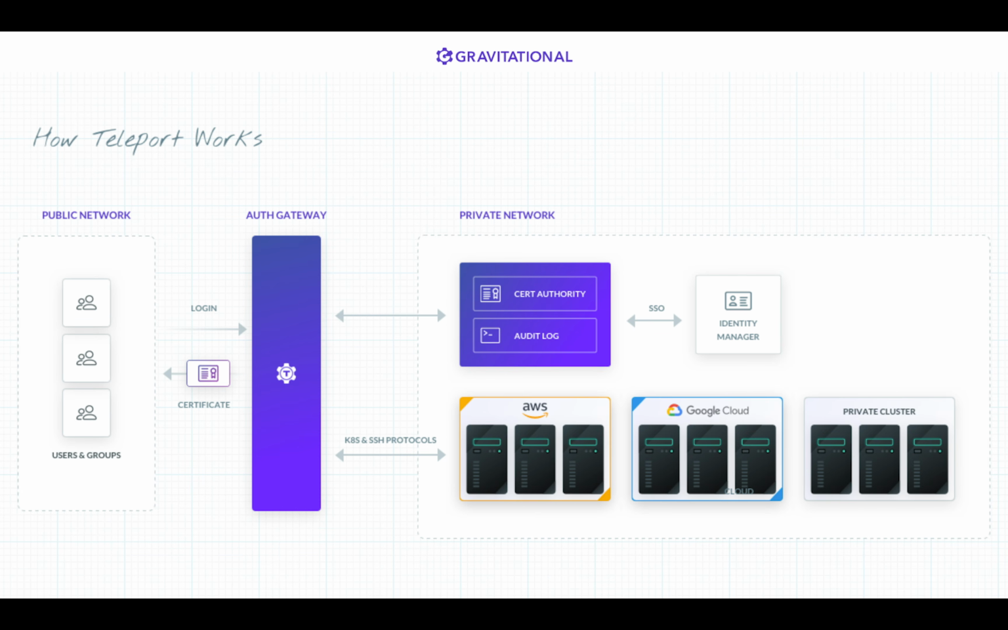So on the left-hand side here, you have your public network, which has users and groups on it. This can be the public internet, could be an internal office network, could be anything, but that's where your users are located and they need to get to your infrastructure. In order to do that with Teleport, they go through what we call the auth server or the auth gateway. So they launch a login request either via the web UI or via our command line tool, TSH, and the auth server goes to a database and authenticates that user to say, should they be allowed to log in here?